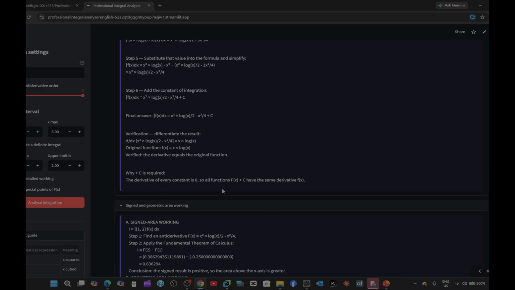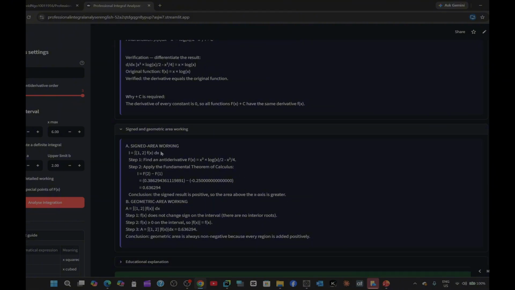So C is required. Now the signed area here, the signed area can be negative or positive, right? So the signed area here is the integration from 1 to 2 of the function. Step 1, you find F(x), right? And then you substitute. Step 2, you apply the fundamental theorem of calculus. You get F(2) minus F(1) here. So you subtract, and you get this area, right? You note that you get a minus and minus sign, right? So you get 0.63, right?